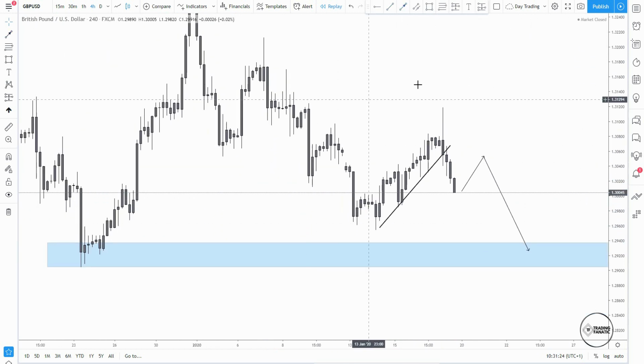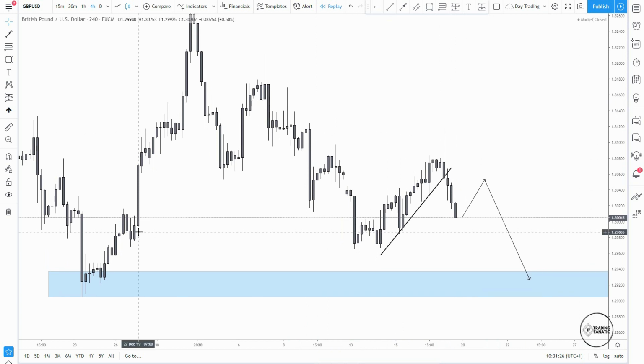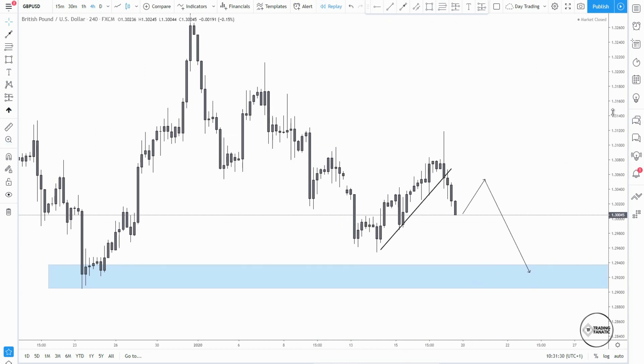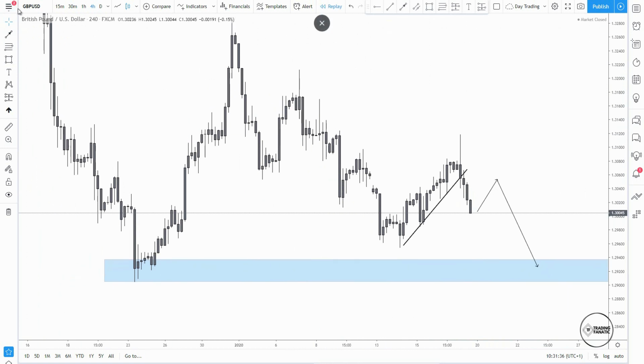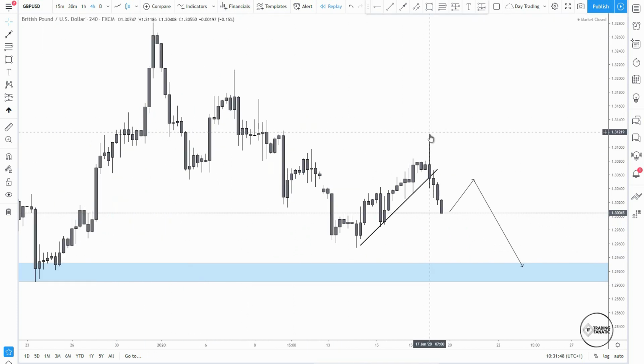And this is just in confluence with the DXY and with all the pairs, because GU should be positively correlated to the other USD pairs like EU and AU. But just because it's GBP, it has a slightly different way of moving. But this is a support level, a very strong support level, demand zone. You see when price tapped, it exploded massively to the upside.